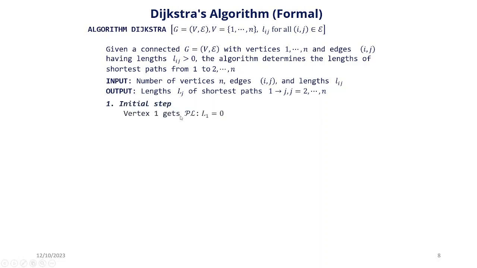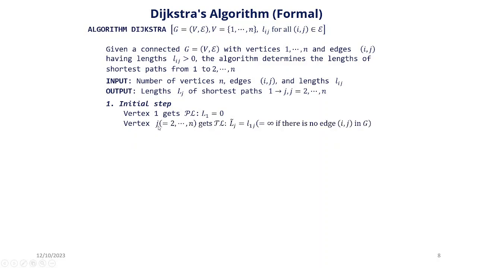Initial step: vertex 1 gets a permanent label and L subscript 1 equal to 0. In the previous description of the algorithm we just used P, but here we are using PL, that is permanent label, which is a set.